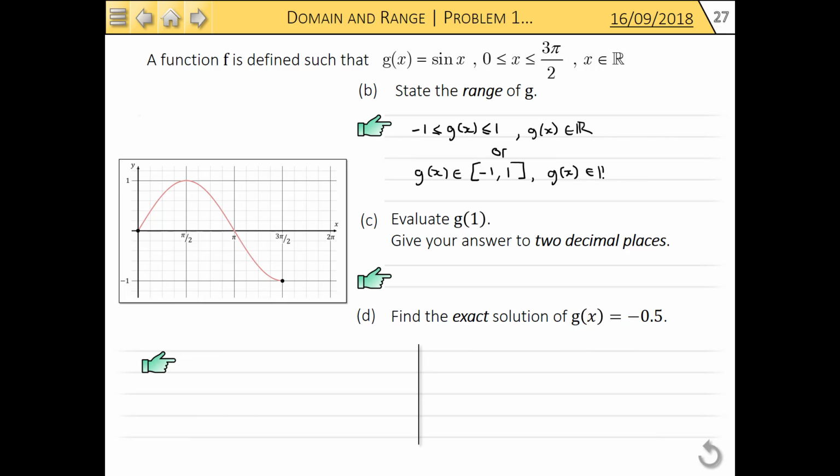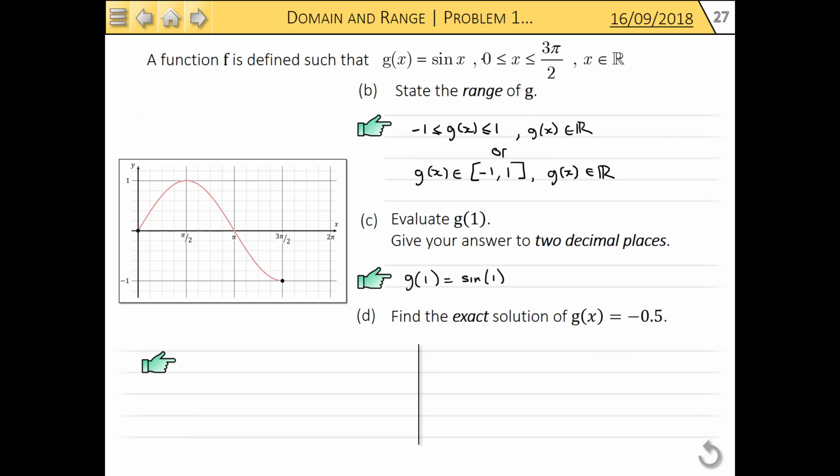You don't usually need to write both of these down if you're answering one of these questions, but write both of these ways into your notes now so that you become more familiar with the two ways of describing the range of a function. In part C, we need to evaluate g of 1. So g of 1 means substitute 1 into the function. That's going to be sine of 1.